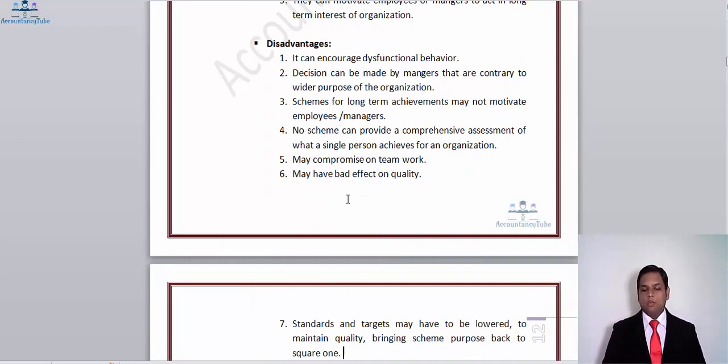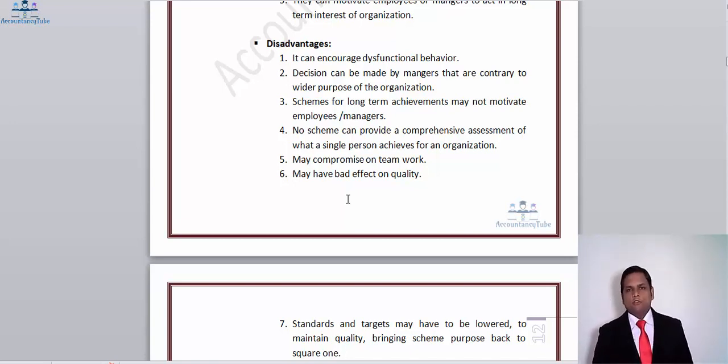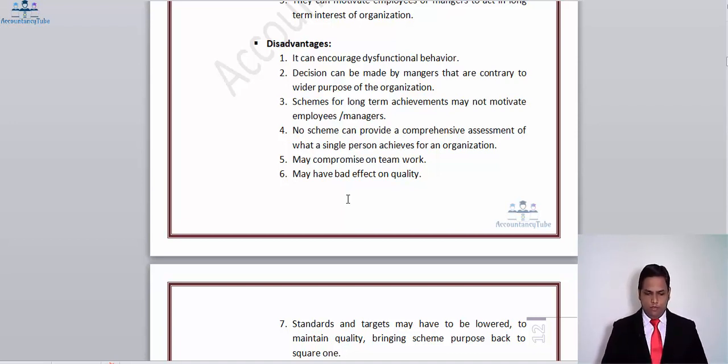It can encourage dysfunctional behavior. Dysfunctional behavior involves what the function should be, and in order to achieve those objectives, they might try to override control. They might try to overlap the performance of other functions. So these sort of things might happen. It's a chaos thing, but it could happen.